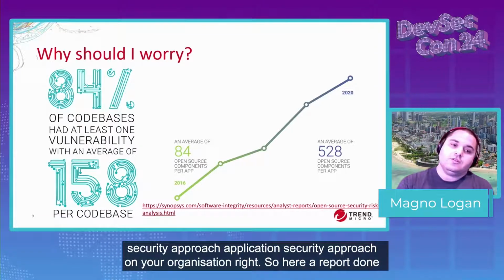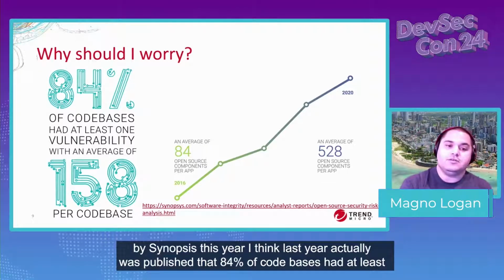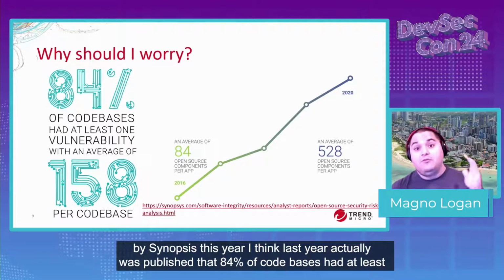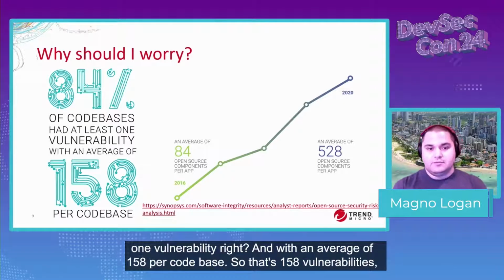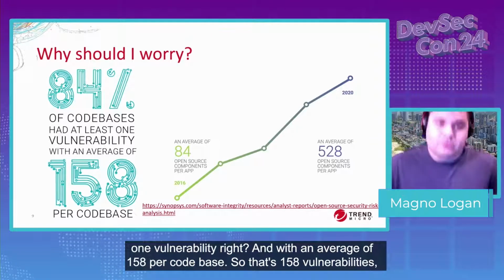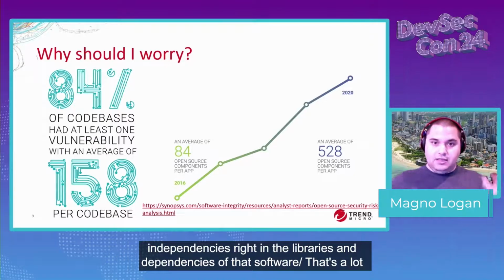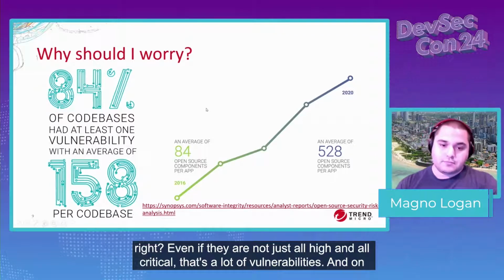application security approach in your organization, right? So here, a report done by Synopsys, published this year, I think last year actually, says that 84% of code bases had at least one vulnerability, right? And with an average of 158 per code base. So that's 158 vulnerabilities in dependencies, right? In the libraries and dependencies of that software. That's a lot, right? Even if they are not all high and all critical, that's a lot of vulnerabilities.